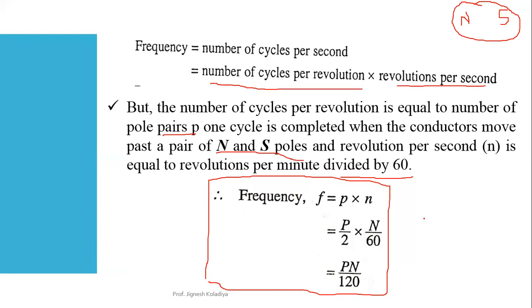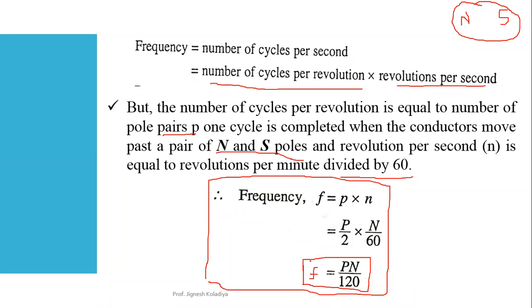So just remember this equation: frequency f is equal to pn upon 120, where p is the number of poles and n is the speed in rpm, rotations per minute. So from this relation we can conclude that frequency is directly proportional to the speed.